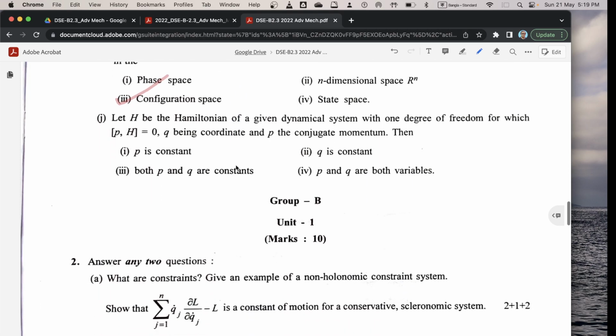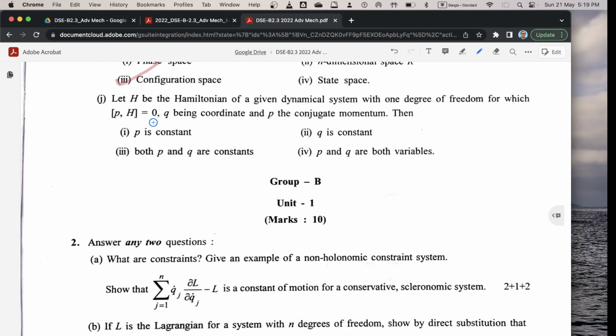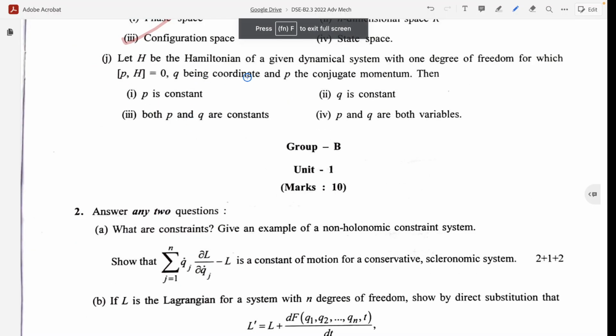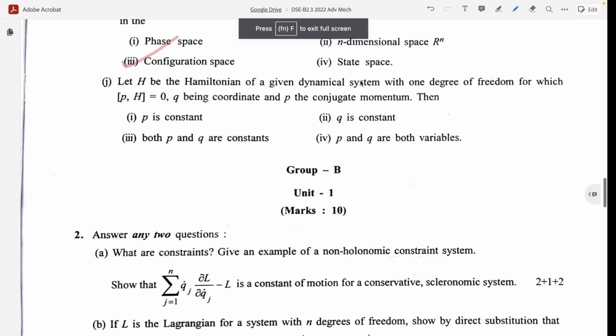And the last question, J. If H is the Hamiltonian of a given dynamical system with 1 degree of freedom, for which the Poisson bracket [p, H] equals 0, q being the coordinate and p being the conjugate momentum, then the correct option is p is constant.